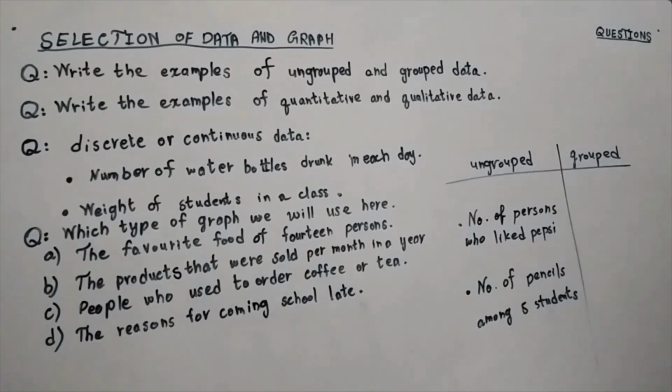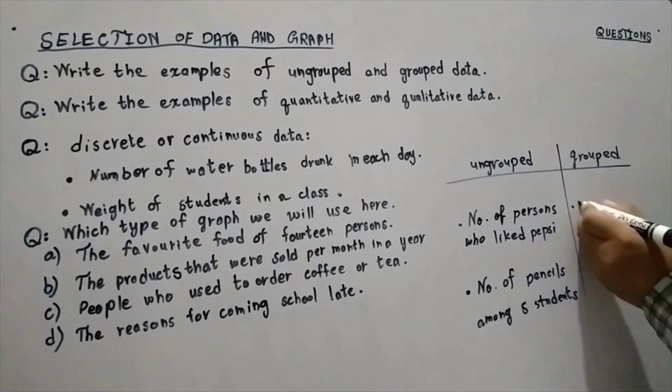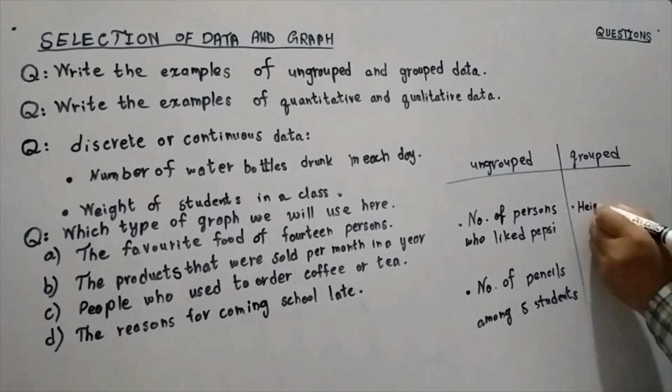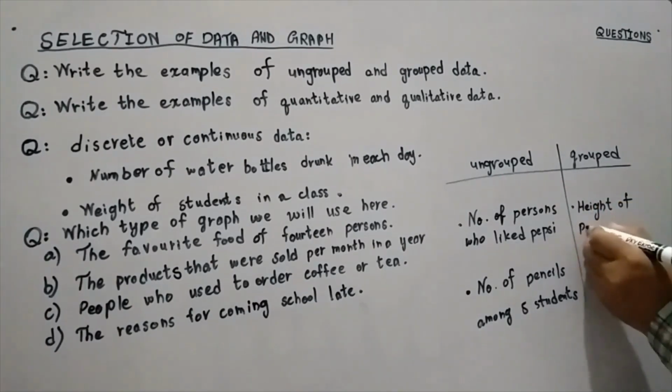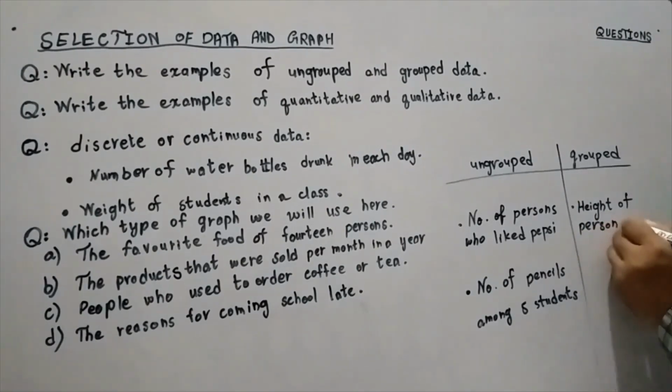Now here we have grouped data. Let's see what grouped data is. It means that here we have things in the form of grouping. So first of all I can write here the height of persons.